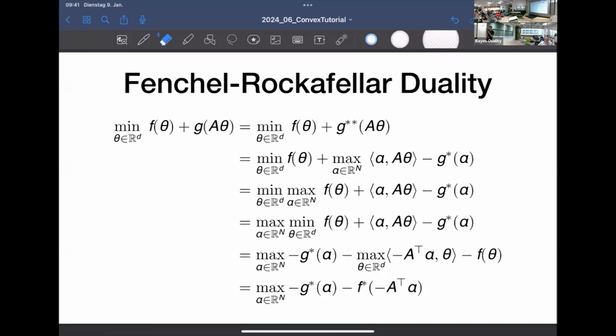So would this also be true if you put the minus in front of the G star instead of the F star? Yeah, you can always say my A tilde is minus A. You introduce A tilde, which is minus A, then you can put the minus. Instead of minimizing over x, you can always minimize over minus x, and then it will be the other function.